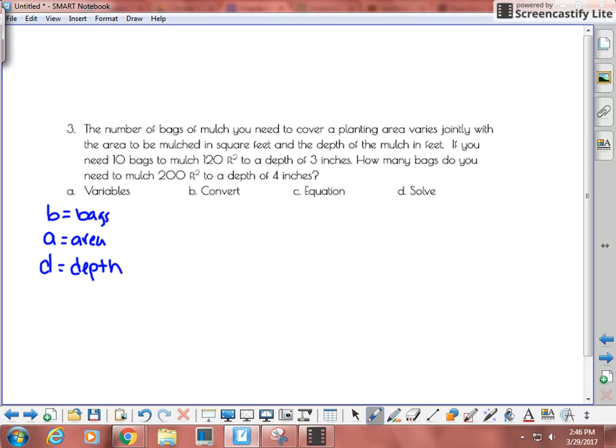Okay, so then I need to convert. All right, so in converting this, I know that the depth is 3 inches. Well, I'm working everything else in terms of feet. So I need to say 3 out of 12, because there's 12 inches in a foot, is going to give me 1/4 of a foot.